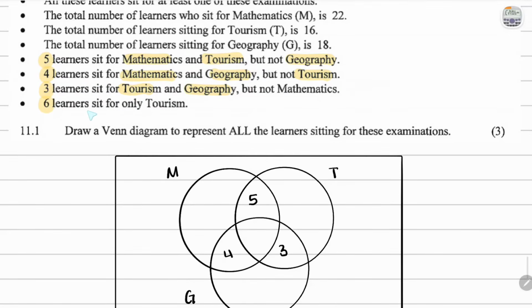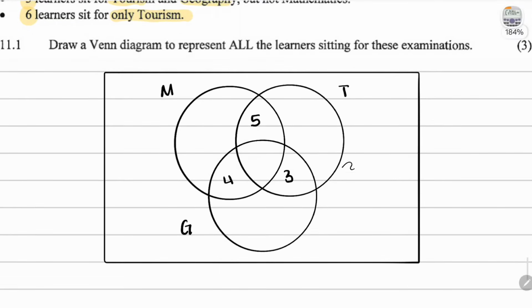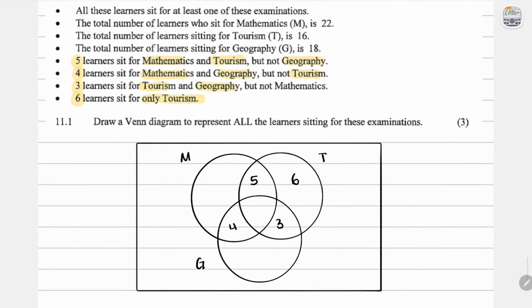Here they say 6 learners sit for only tourism. What they mean by that is it's not the entire circle. It's not everybody who sits for tourism, regardless of them sitting for maths and geography. This is people who sit for only tourism, so they will go here. Okay, so do we have an intersection, or do we have a means of finding that intersection? Okay, it seems like we do, because they say the total number of learners sitting for tourism is 16.